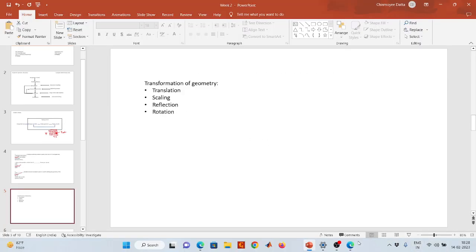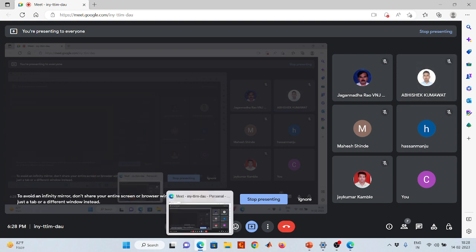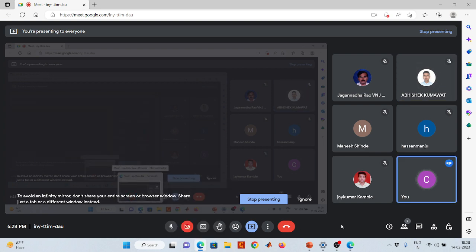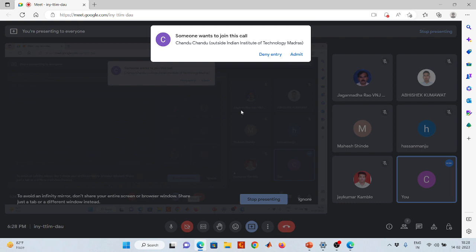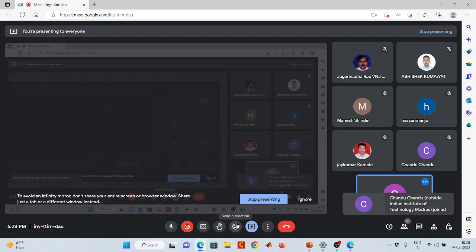What is meant by translation? Anyone? What do you mean by translation? Any example you can give? Linear movement. Okay. Any other answers you want to mention?